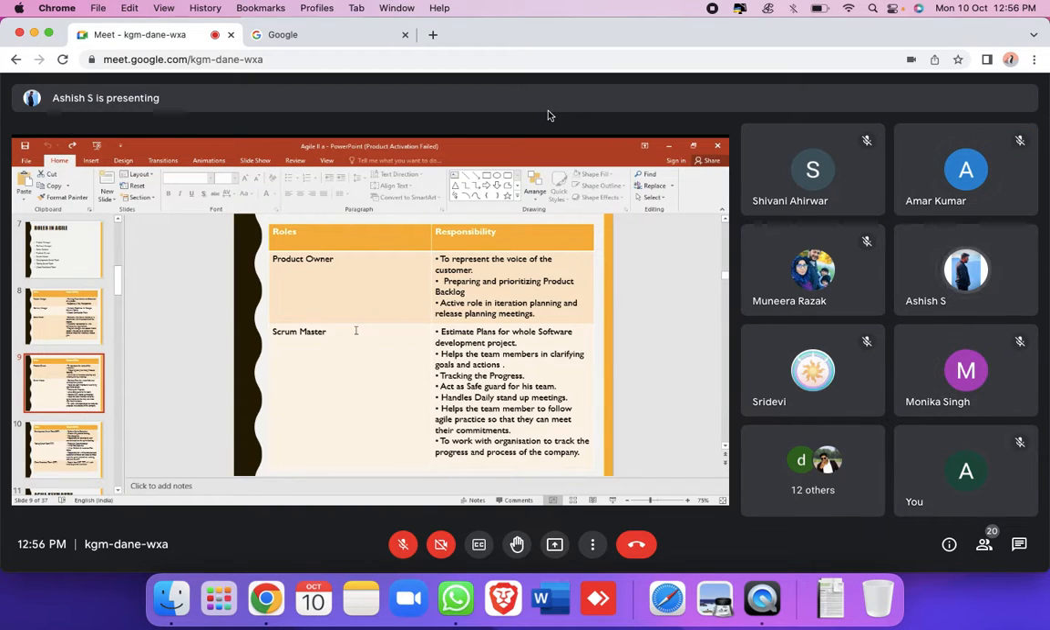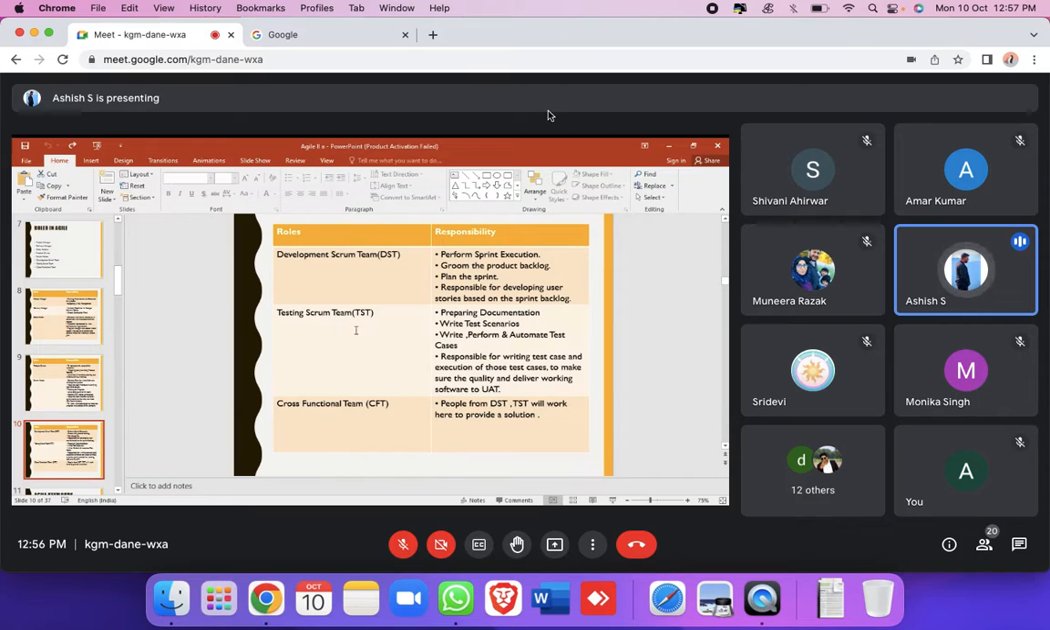Okay. The next one is your development Scrum team, testing Scrum team. So what is a development Scrum team? They perform sprint executions, groom the product backlog, plan the sprint, and are responsible for developing user stories based on the sprint backlog. We'll get to know what user stories and sprint backlog are later. But they'll understand the SRS, prioritize the modules, then start developing particular modules. Correct, right?